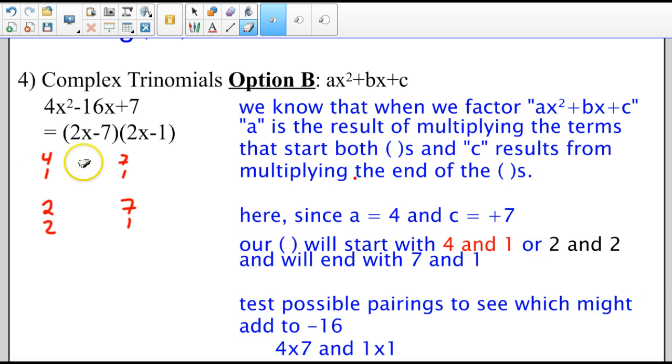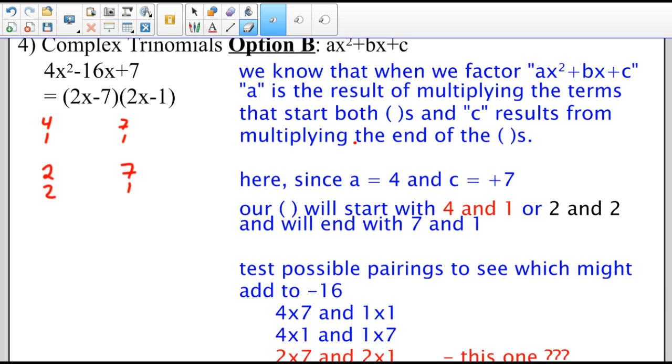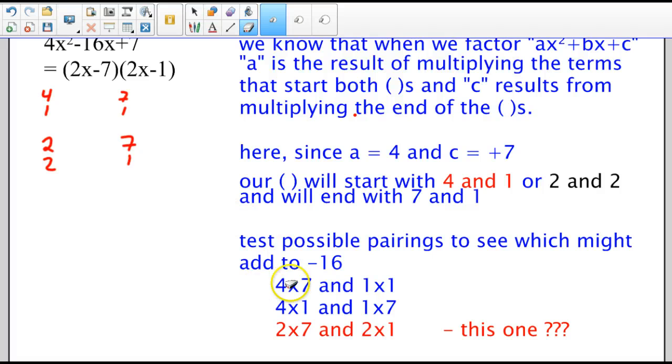So essentially your job is to make sure you get the right answer. And then basically this just says what I just said. We have to test all possible pairings to see which one might add to the negative 16. If I multiply the 4 and the 7 and the 1 and the 1, the 4 times 1 and so on, this is the only one that actually gets me numbers in the neighborhood of negative 16.